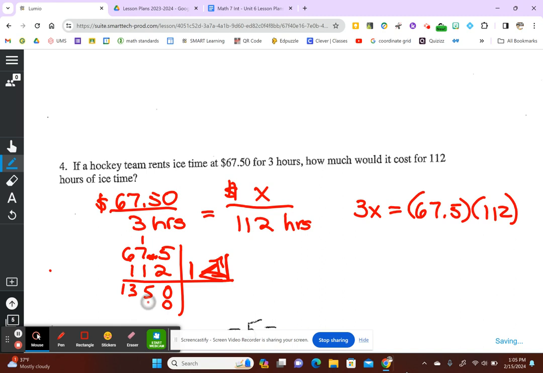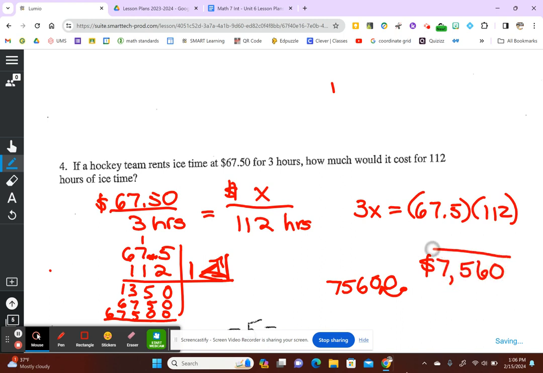0, 5, 7, 6, 0, 0, 5, 7, 6. Kind of running out of room. But if I add that together, I get 0, 0, 6, 15, carry the 1, 7, and I have to move my decimal over 1. So my answer is $7,560. And that's the end of this video.